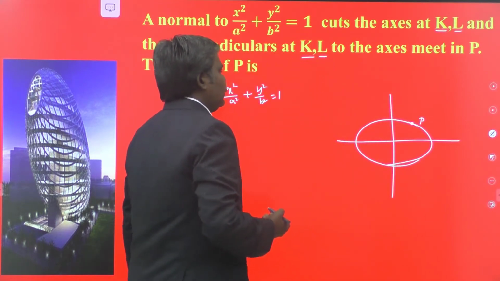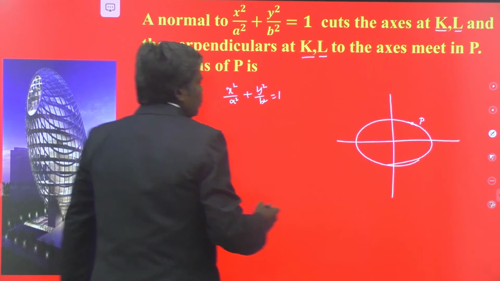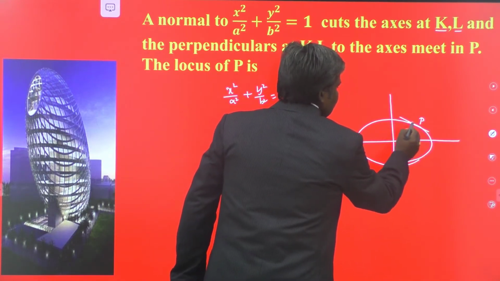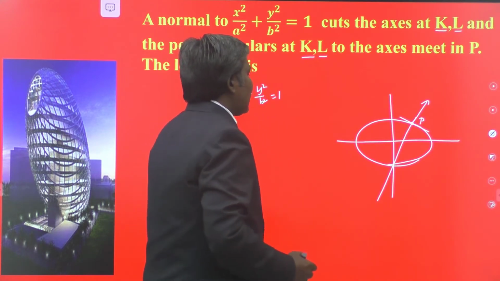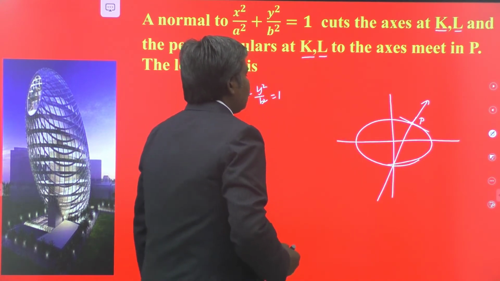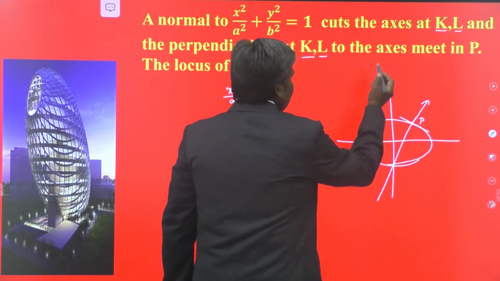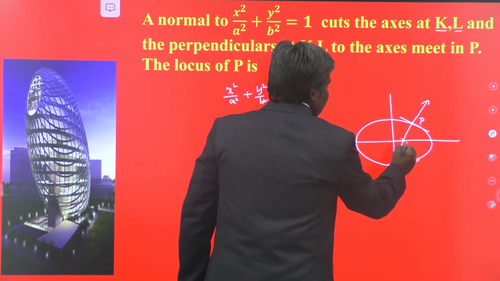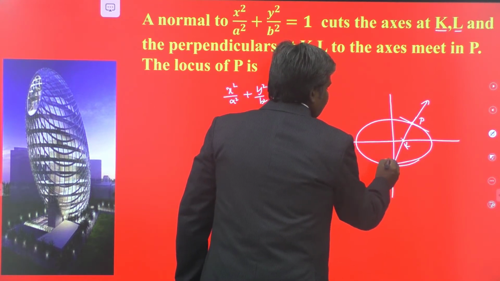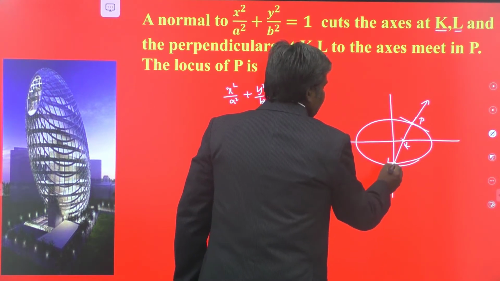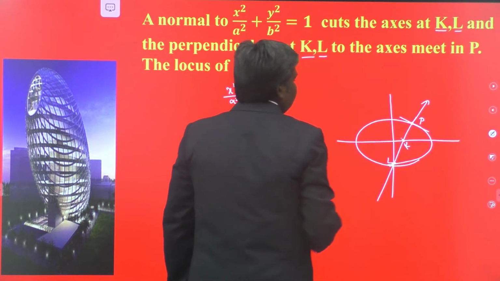This is any point, say P. Now we draw the normal at this point. This is the tangent at P. This is the normal. So this normal meets the coordinate axis at what? K and L. From the figure itself, this is the point L. This is the point K.